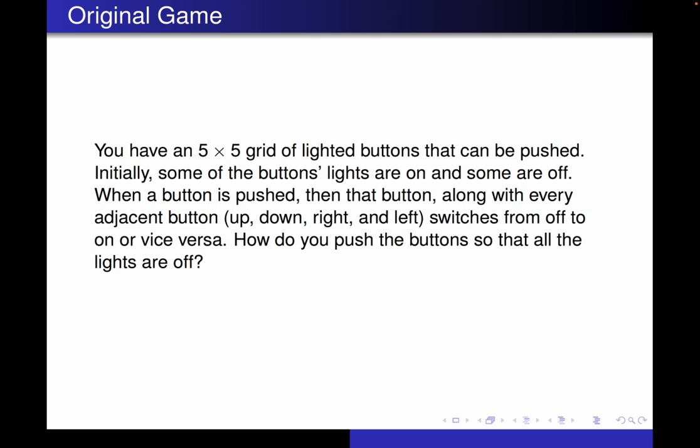Whatever they were before, they're different now. If they were off before, then they're on now. If they were on before, they're off now. And then the idea is we want to push the buttons until all the lights are off.